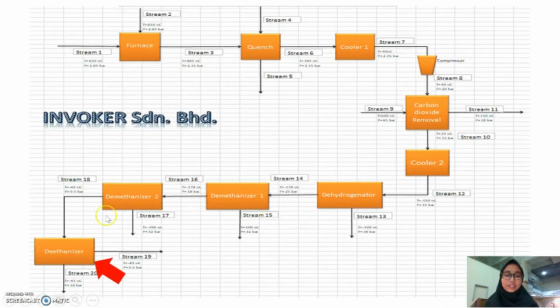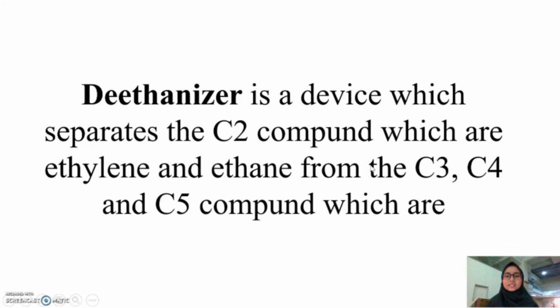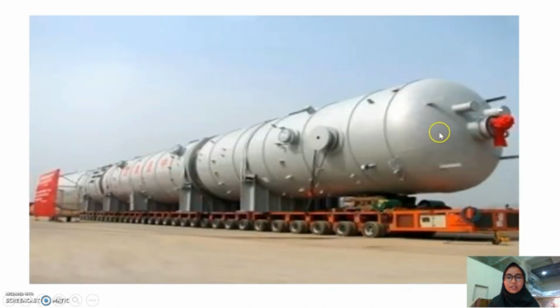Okay, now with the last unit of our project design, which is the ethanizer. The ethanizer is a device which separates the carbon 2 compounds, which are ethane and ethylene, from the C3, C4, and C5 compounds that are in naphtha. This is a picture of the ethanizer in the industry.